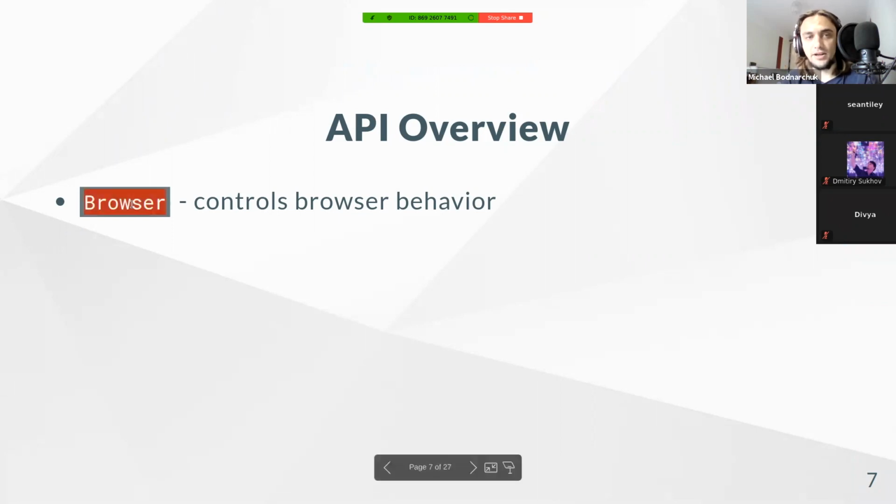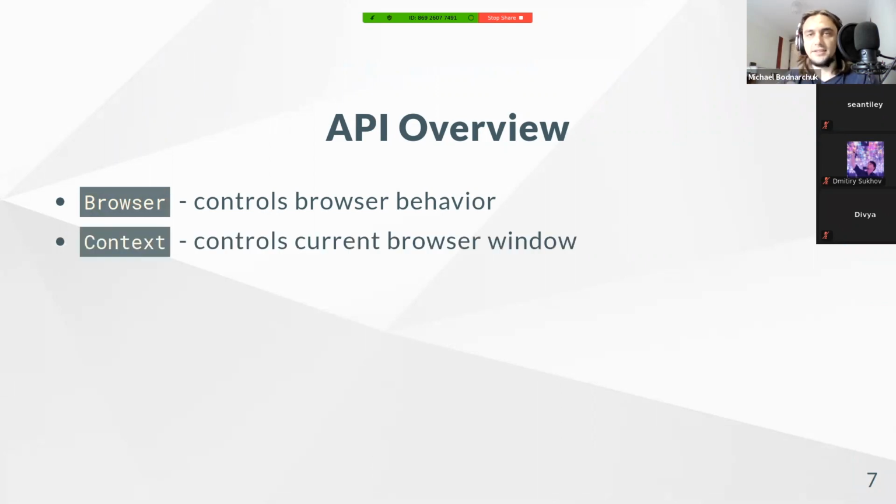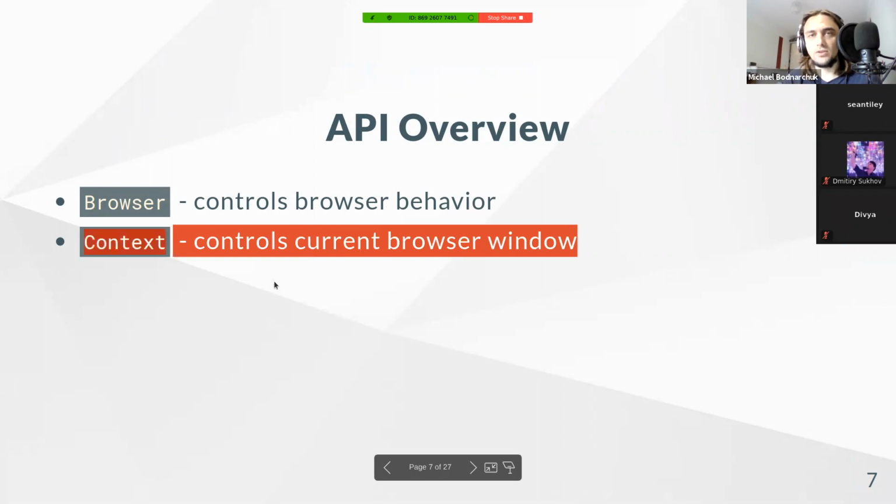One of them is the browser itself, like opening browser, closing browser. Next, and this one is quite important because we didn't have this object in WebDriver. We don't have this in Puppeteer. We don't have this in Cypress. This is a context object.